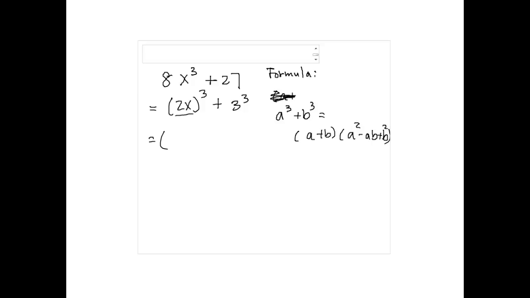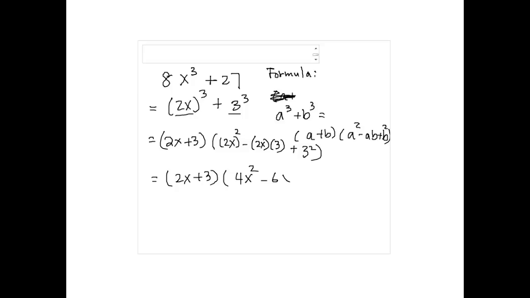So first we add 2x and 3, and square the first term, subtract the product of the first and second term, and add the square of the third term. So 2x plus 3 times 4x squared minus 6x plus 9.